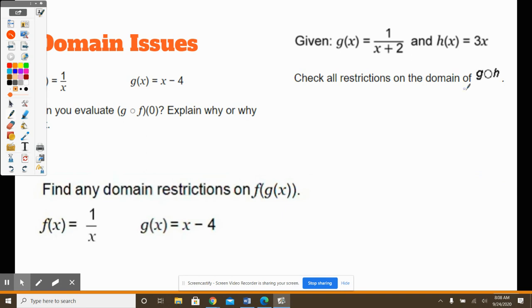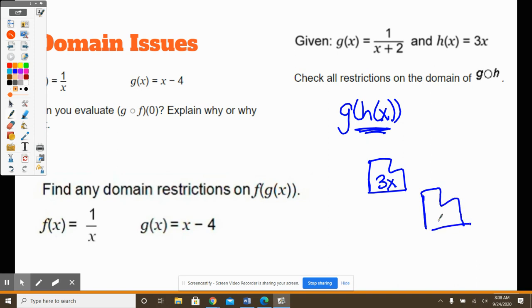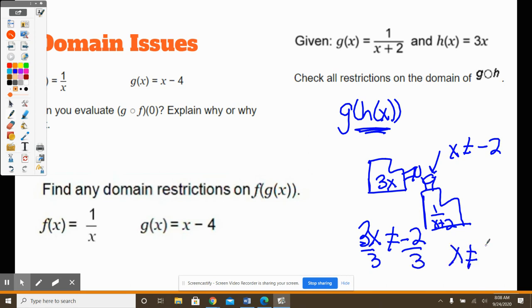Okay, how about this guy? What is the domain of g of h of x? Start with h of x. That's what will happen first. Will anything break the 3x machine? No, nothing can break it. Will anything break the 1 over x plus 2? Yes, something will break that. What can I not plug in there? Well, x cannot equal negative 2. But that guy comes from this guy. So that means 3x cannot equal negative 2. And if you divide by 3, x cannot equal negative 2/3.